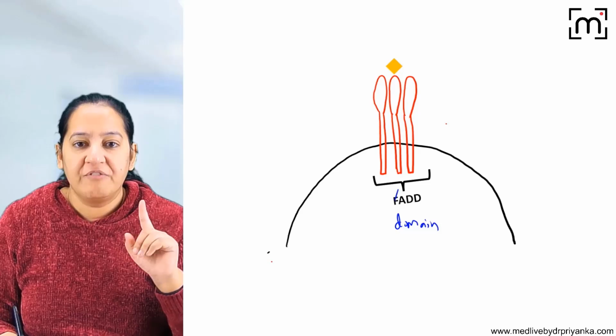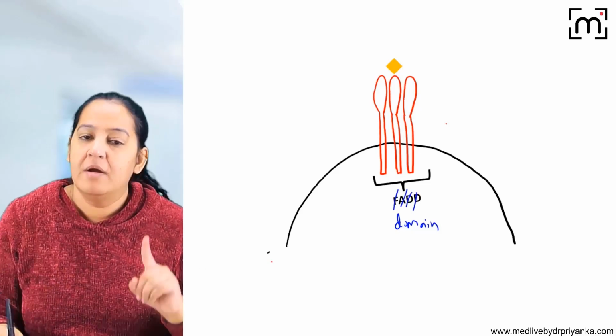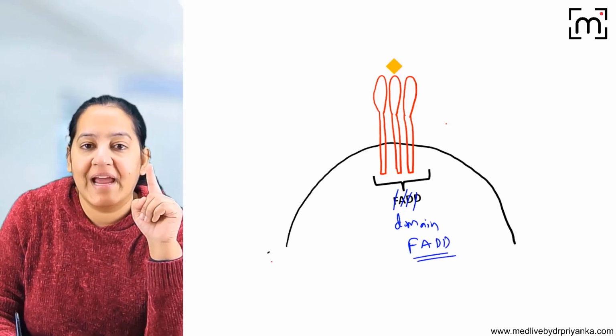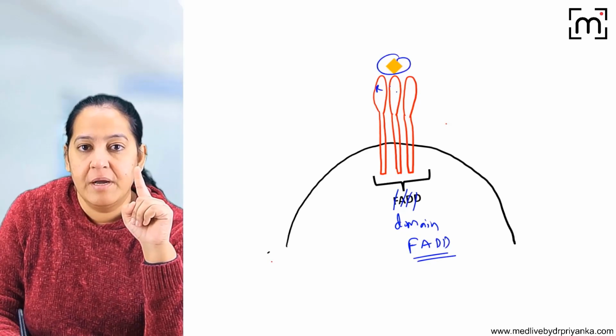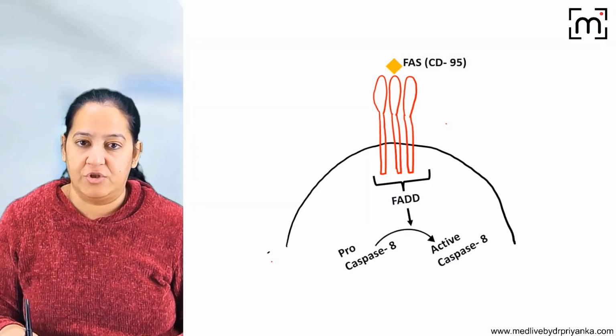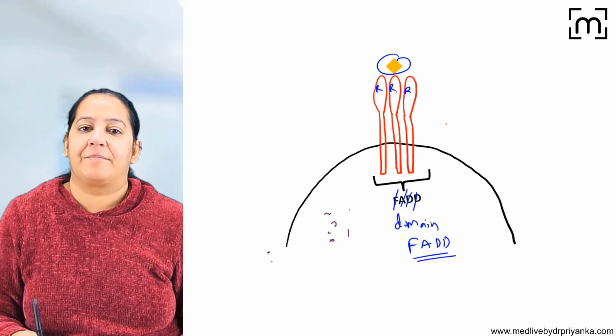What's the full form? FAS associated death domain. It is known as FADD. Say the full form: FAS associated death domain, FADD. So when this ligand binds with the receptor, multiple receptors come closer and they form a death domain, that is FAS associated death domain.